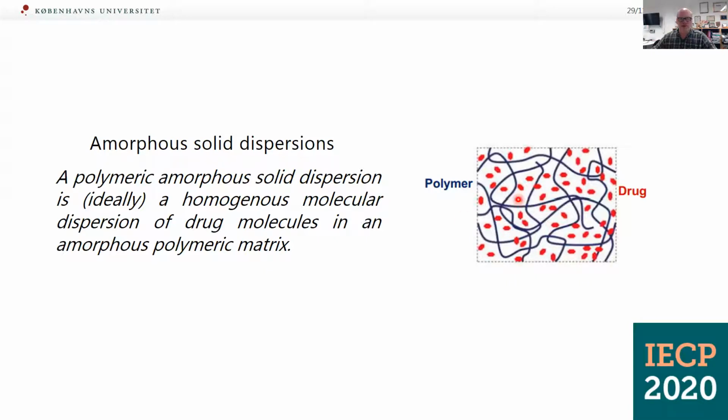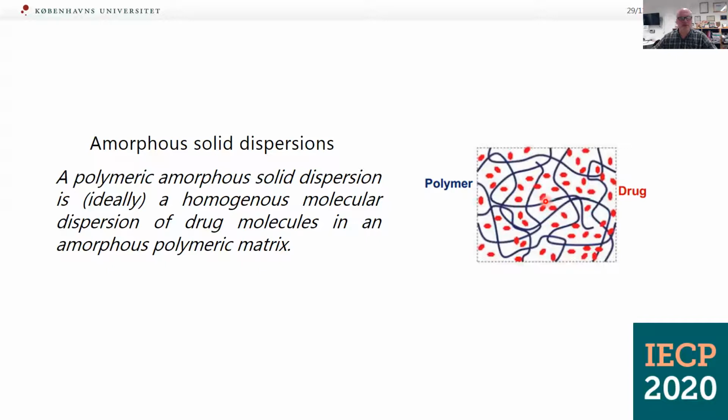So the polymer is amorphous and it can't crystallize because simply the polymer molecules are too big, they cannot crystallize. And now it can act as a solvent for drug molecules in the polymeric matrix. So if the drug is molecularly dispersed in the polymer, we call that an amorphous solid dispersion. So we can treat it like a normal solution, meaning that at some point we can add too much drug.